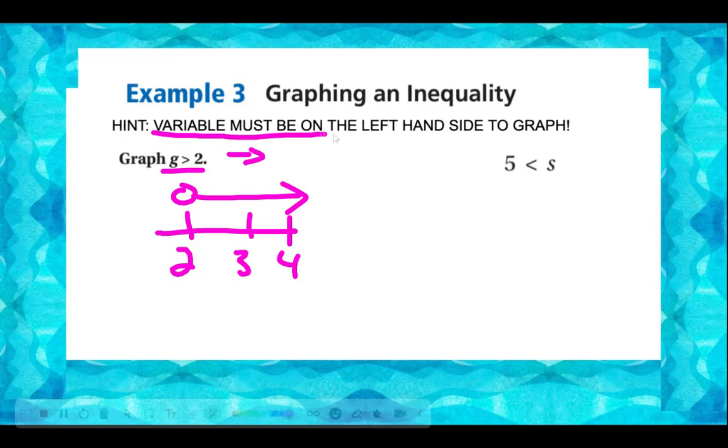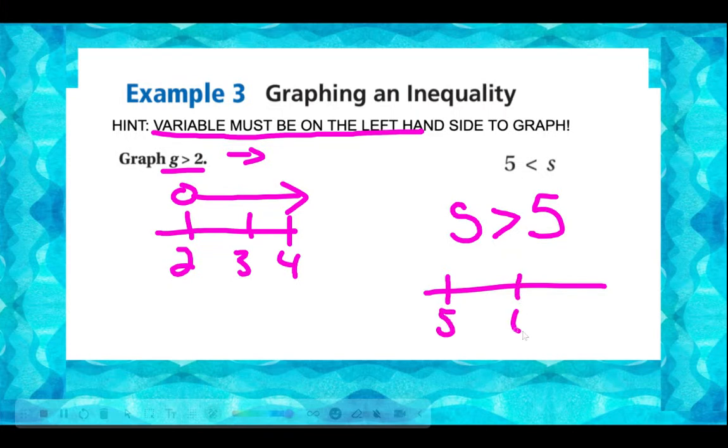The variable must be on the left-hand side to graph, or your graph will come out backwards, okay? So we need to switch the second one all around. So you switch the whole thing around, we switch the inequality symbol as well. So s is greater than 5. So 5, 6, 7, open circle to the right. Great job.